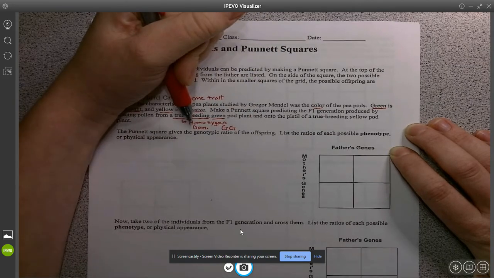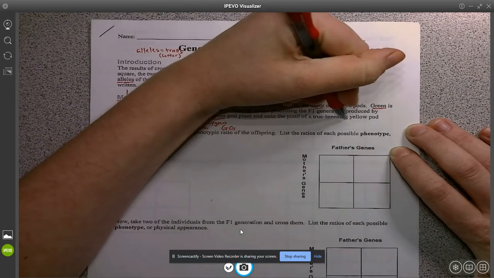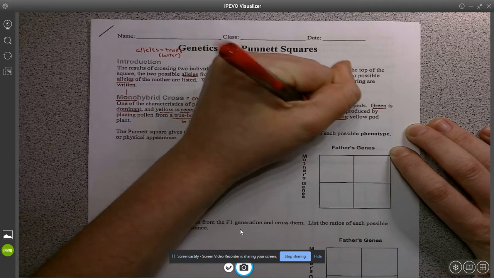So we got one parent down. Let's get the other one down. And a true breeding, haha. So remember that's homozygous again. I'm going to write it down again.